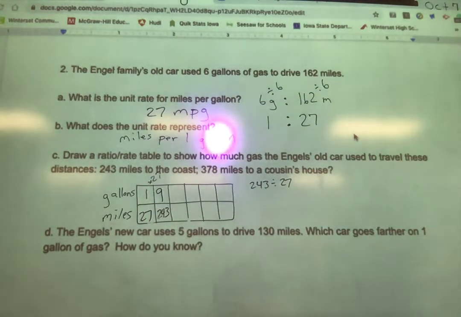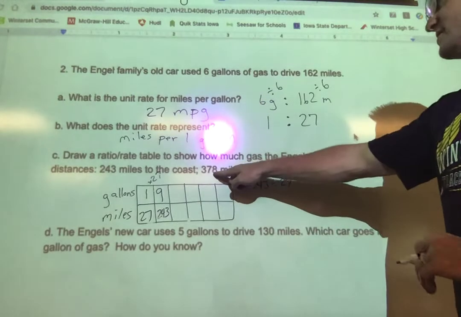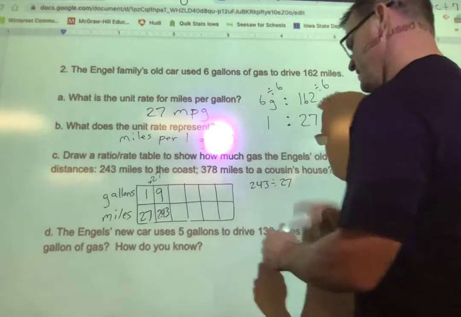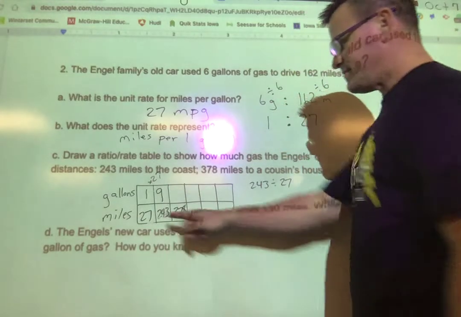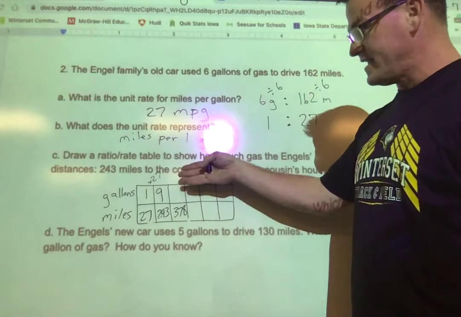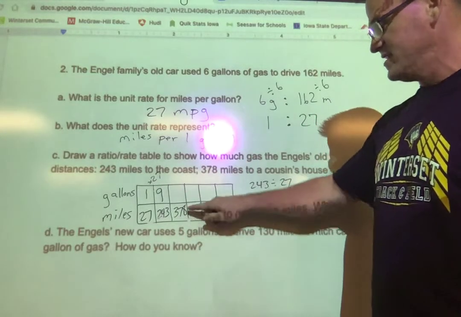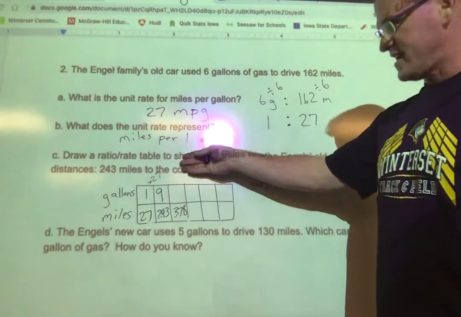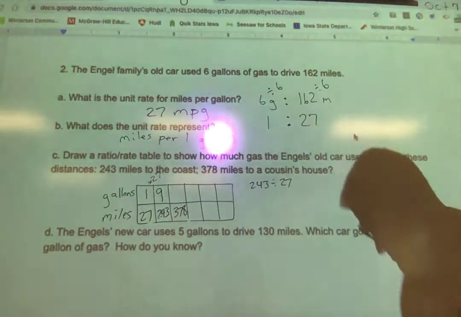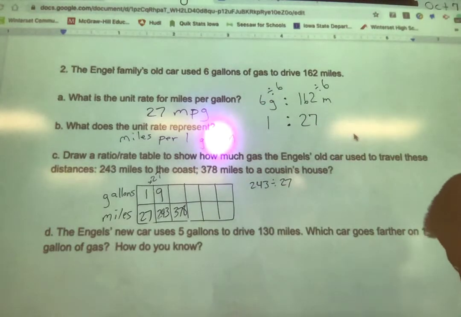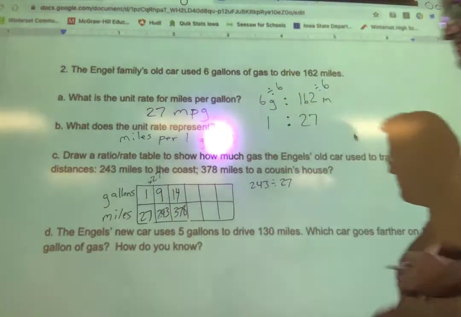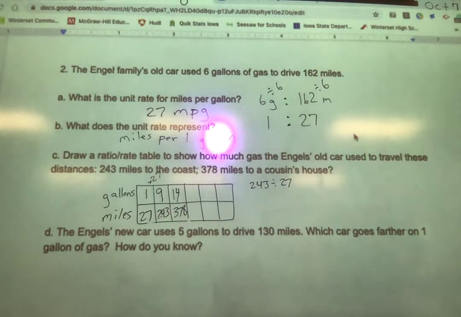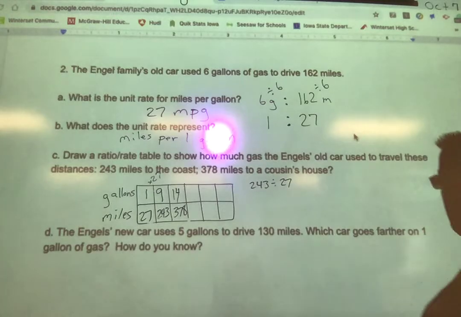So you'd have to buy 9 gallons of gas to get to 243 miles. And we can do the same thing to go 378 miles to his cousin's house. If I want to get to 378, again, I'm going to use this unit rate to help me, and I know that every gallon is 27. So if I just divide by 27, I can get it back there. So 378 divided by 27, you will get 14 gallons. And really, in my ratio rate table, this is all I need to do to solve these two problems.